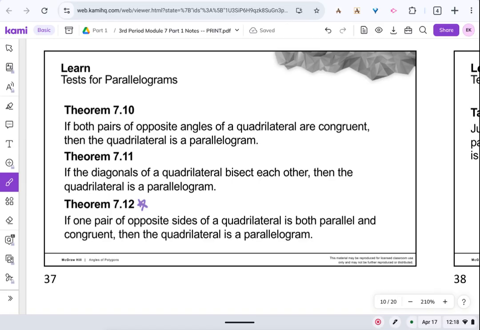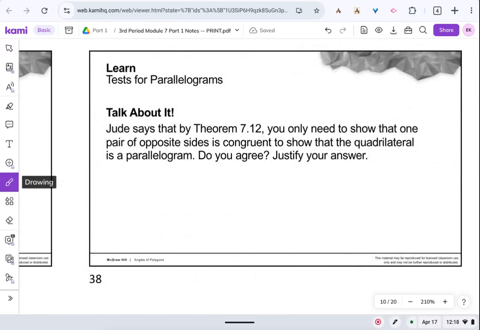It says if one pair of opposite sides of a quadrilateral are both parallel and congruent. So in slide 38, it says, is it okay if it's just congruent? No, one side has to be both parallel and congruent. I'm going to go ahead and sketch a little picture with that as well, because this was something we actually saw on our classifying sheet, and some of us did not get it correct because it's a little tricky. So we have to have one set of opposite sides being both parallel and congruent at the same time.